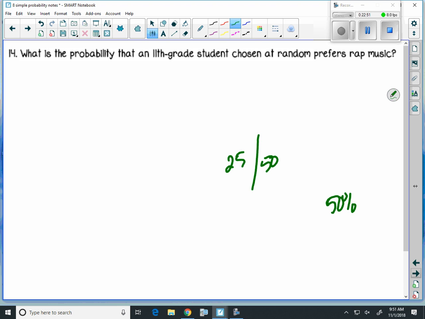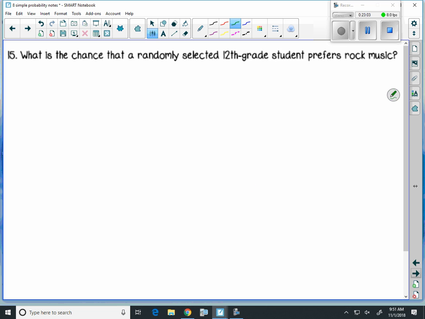All right, number 15. What is the chance that a randomly selected 12th grade student prefers rock music? And there are 32. Yep. 32 out of 50. And that percentage, 64%.